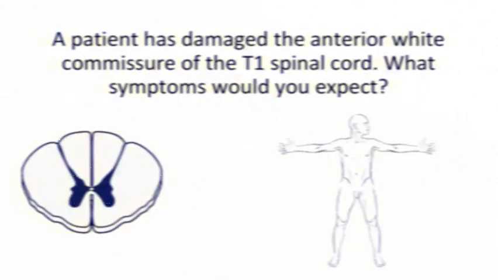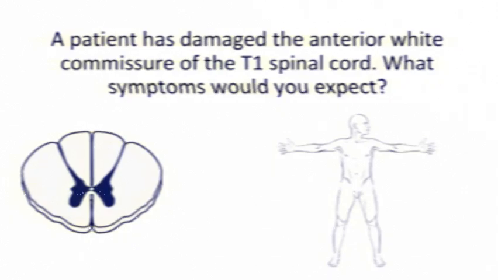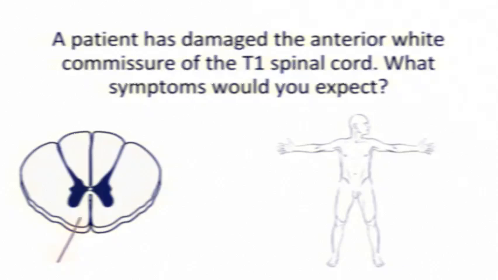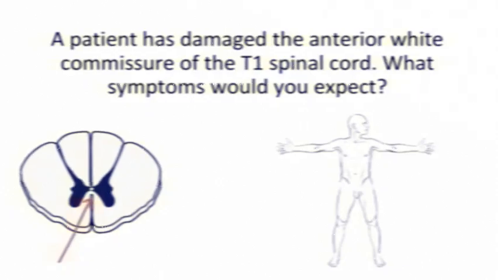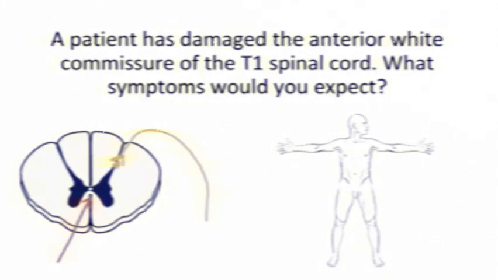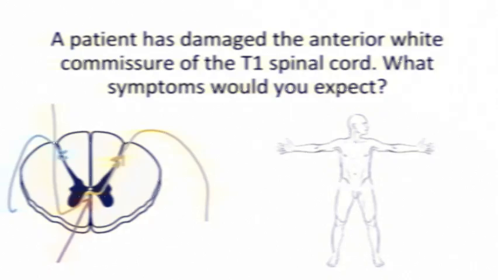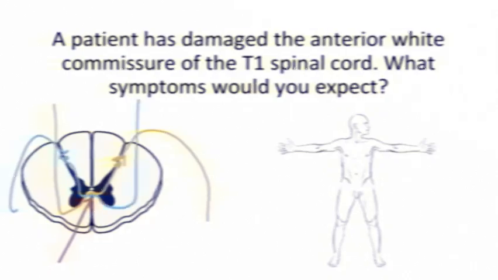Now let's do another question. Let's say a patient has damaged the anterior white commissure of the T1 spinal cord. What symptoms would you expect? Recall that the anterior white commissure is right there, and it's used by the spinothalamic tract. Recall that as the signal enters, it synapses in the posterior horn, and then decussates in this white matter here, and then travels up. Same thing with the other side. It synapses here in the posterior horn, uses the anterior white commissure, and then travels up.